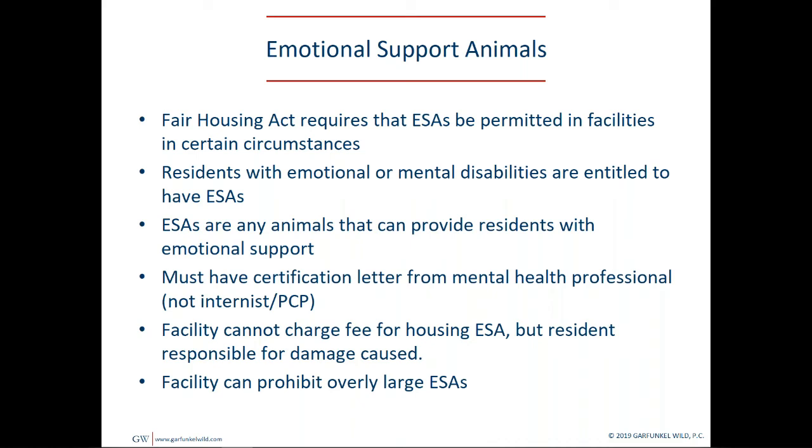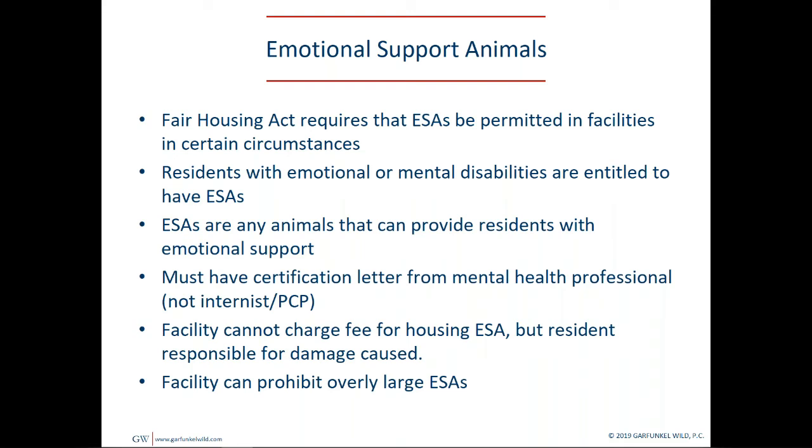And the facility can require the emotional support animal to have a certification letter from the resident's mental health professional that the resident has an emotional or mental disability and thereby requires an emotional support animal. It's important that this certification letter must be from a mental health professional: psychologist, psychiatrist, social worker, or other type of therapist. It cannot be from the resident's internist or primary care physician. It must certify that the resident has an emotional or mental disability.